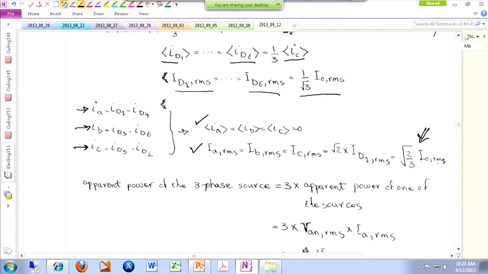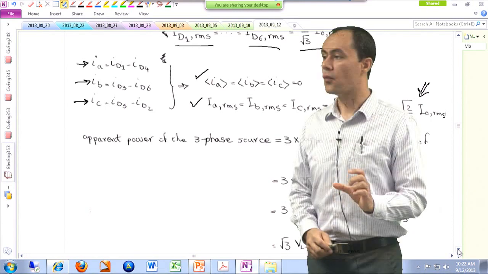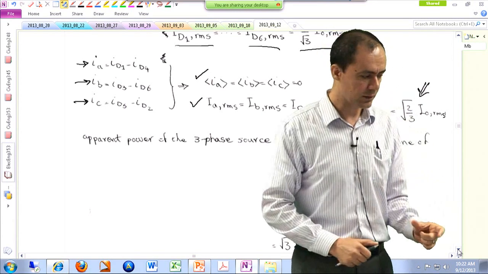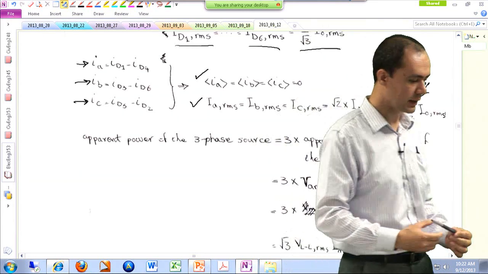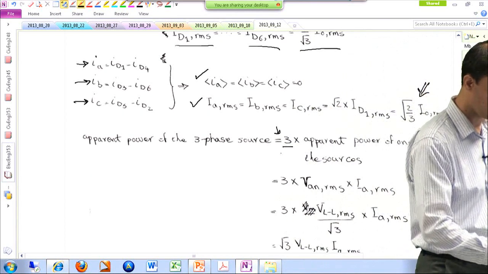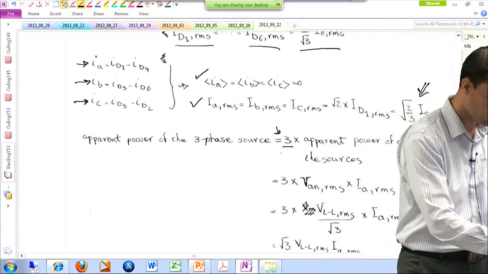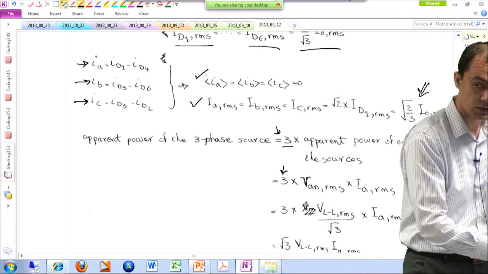Okay? All right. Now, if you are interested in the apparent power, first of all, it's a 3-phase source, and it's balanced, so you can focus on one of the phases, find the apparent power, then multiply it by 3, and that's actually what we are doing over here. I'm saying I have 3 times the apparent power of one of the sources. So this 3 appears here because this is a 3-phase system.